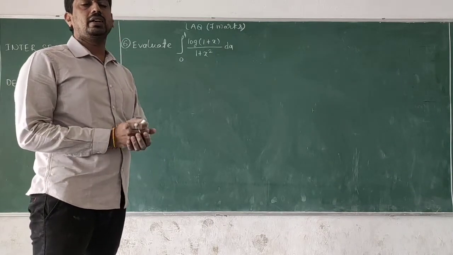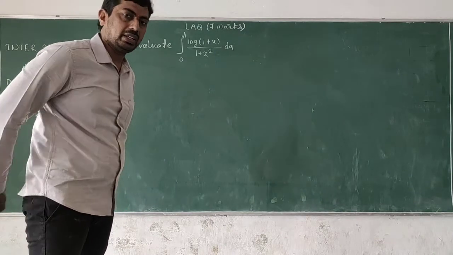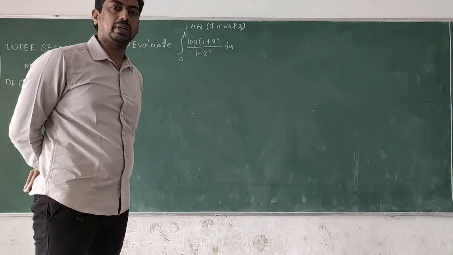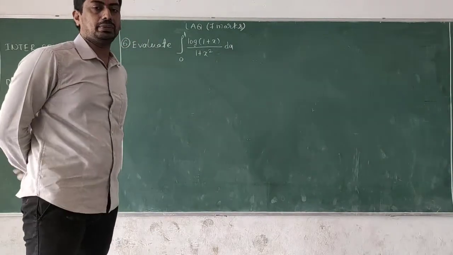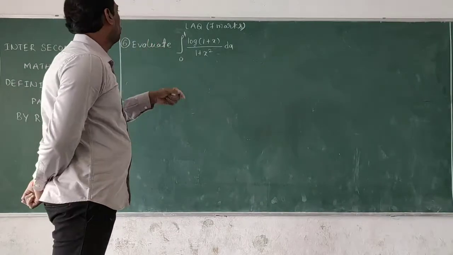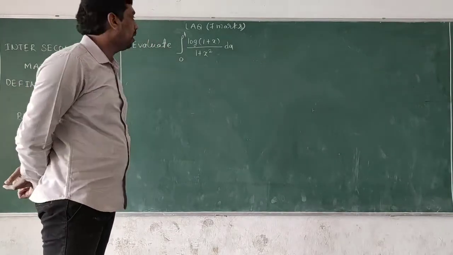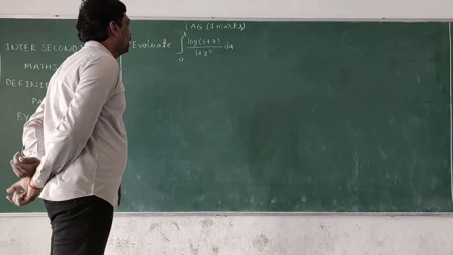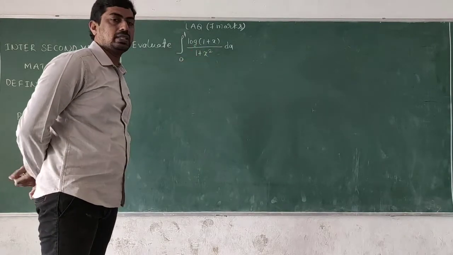Intermediate second year definite integrals, Maths 2B definite integrals. In earlier classes, part 4 was completed. Now today, part 5. In part 4, five long questions were completed. Now the sixth one: integration from 0 to 1 of log of (1 plus x) by (1 plus x square) dx.